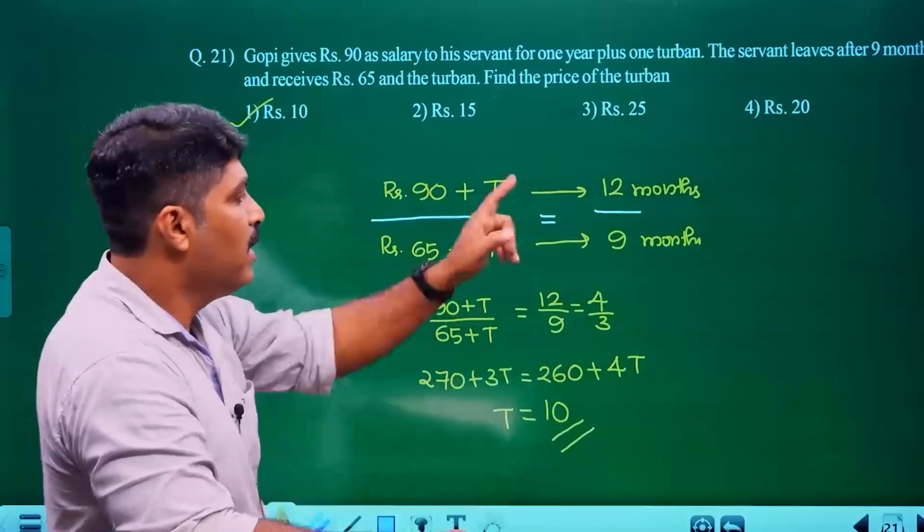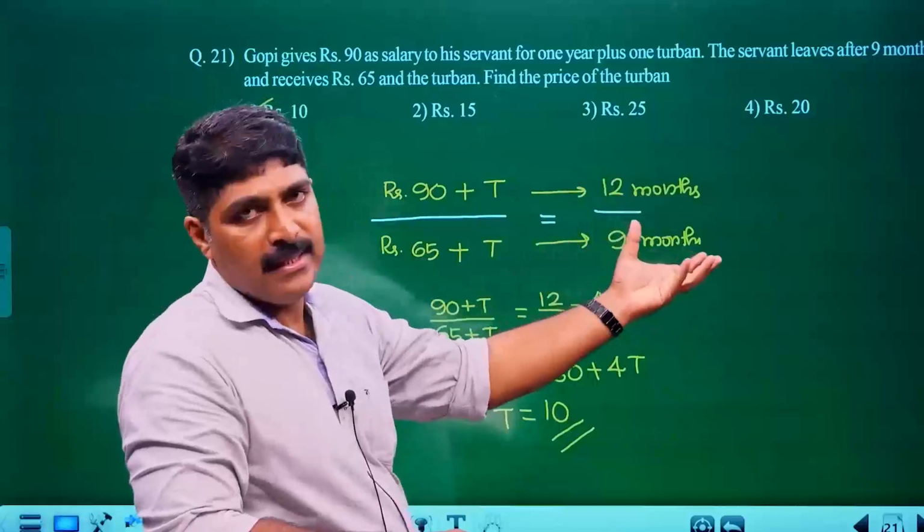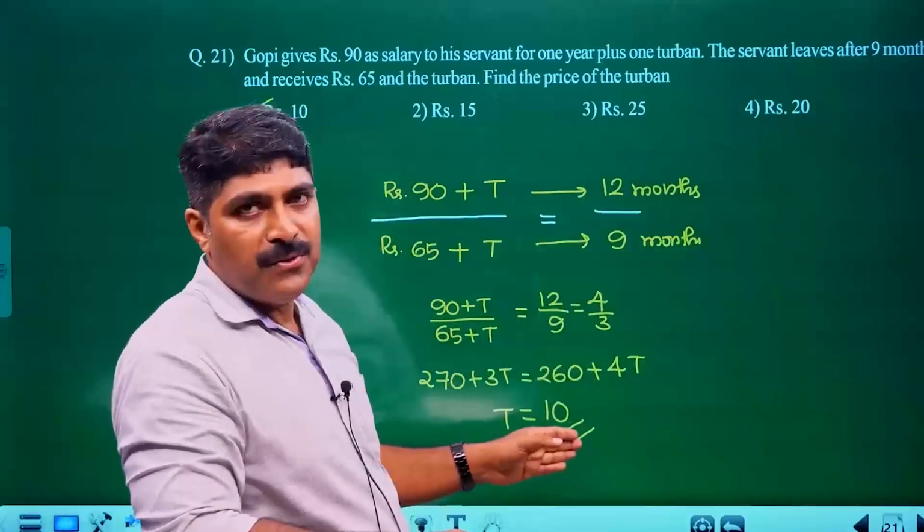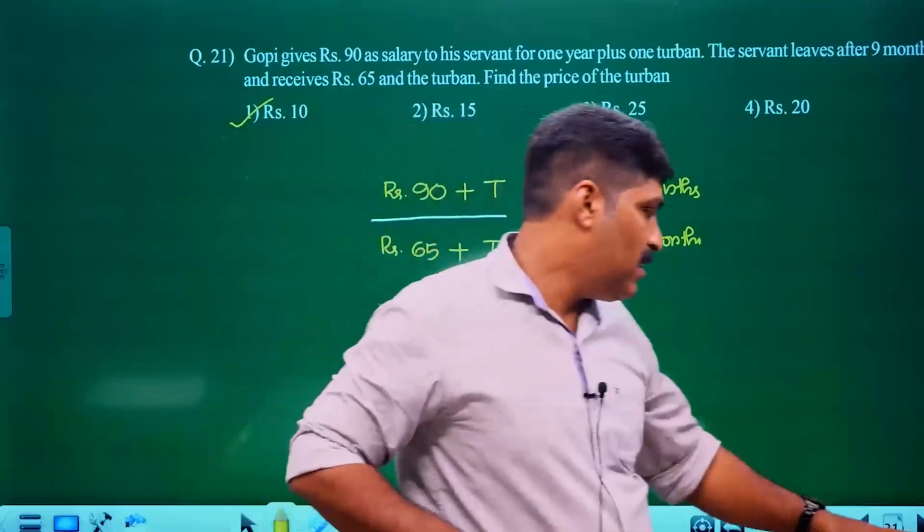4:3. Why 4:3? This is one full year, that is 12 months, and this is for 9 months only. That is equal to 4:3. So like this way, we can catch the answer.